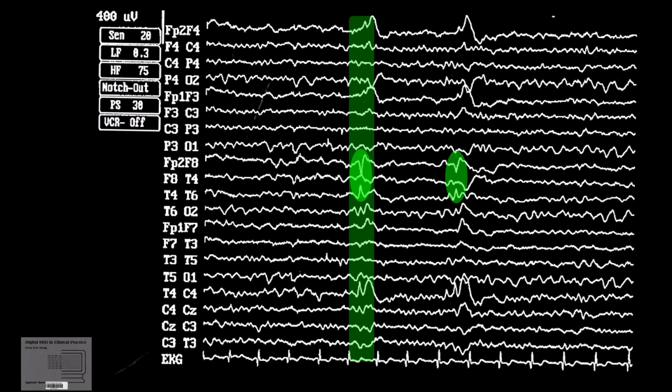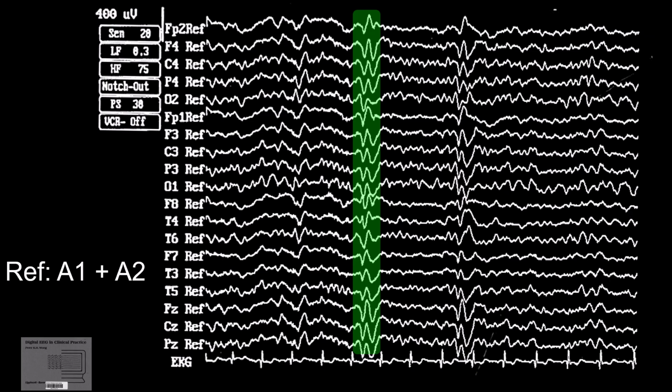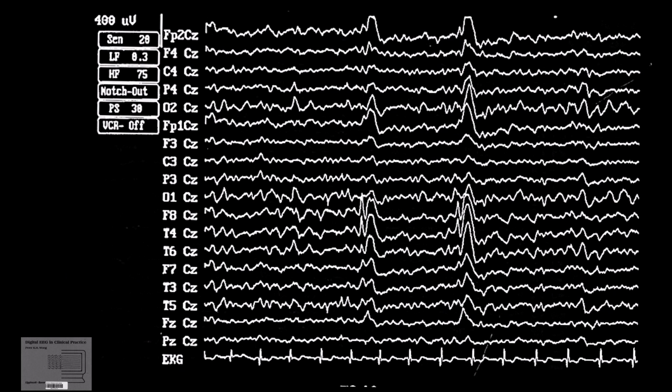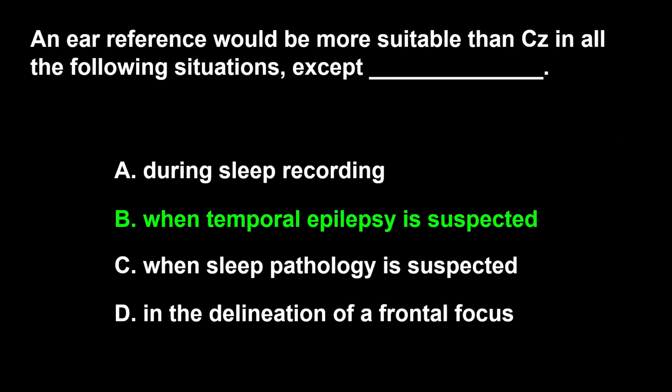If we change the bipolar montage to one with both ears combined as a common reference, as we have done in this frame, you can see that a sharp activity is now present, contaminating the reference electrodes, and it appears all over. Changing the reference to CZ shows that the field of the spike is maximal at F8 and T4, suggesting temporal lobe epilepsy. So the answer to this question is B.